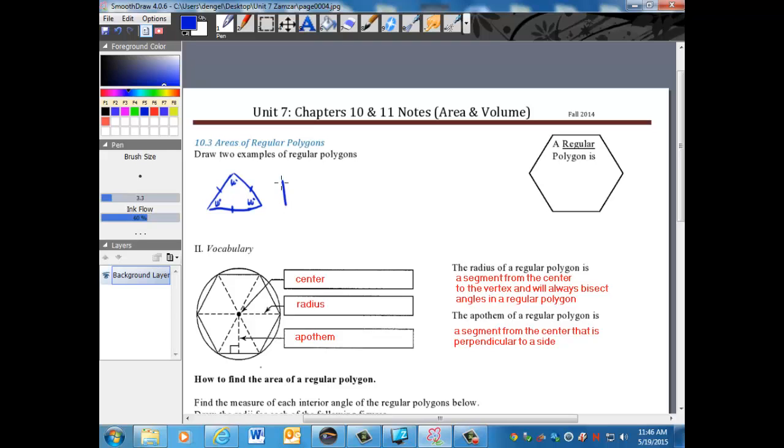Next, we know that we have our square. So a square, all sides and all angles are congruent, and so that would be a regular polygon as well. And we could put in 90 degrees all the way around, 90 degrees, and 90 degrees.